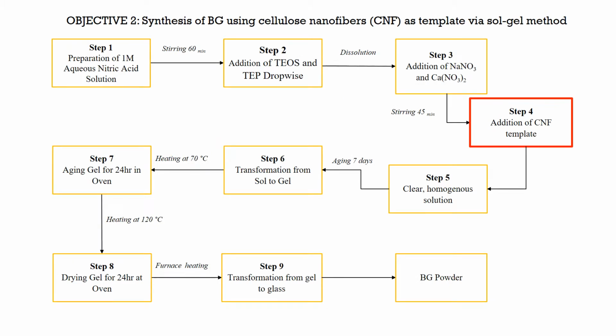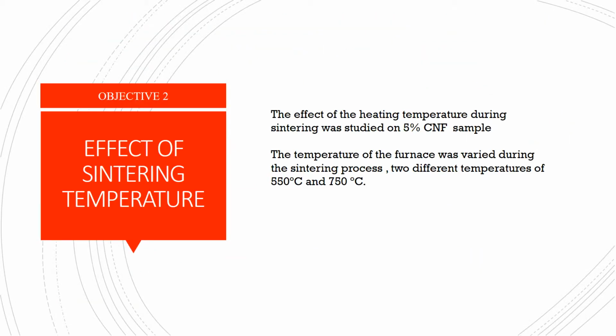For the second objective, the similar pathway is followed, except that there is an additional step of adding the CNF template just before the clear homogeneous solution is obtained and after the stirring of 45 minutes. Then the steps are followed as per objective 1. For objective 2, the effect of the sintering temperature is evaluated on 5% CNF sample. It was varied between two temperatures of either 550 degrees Celsius or 750 degrees Celsius.